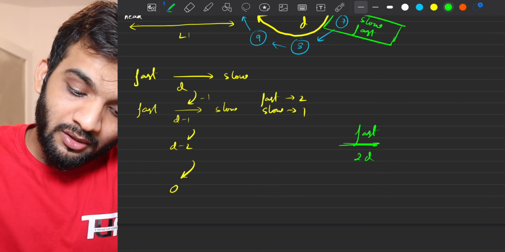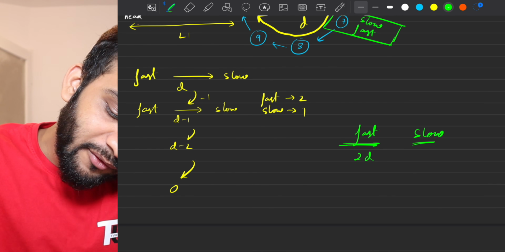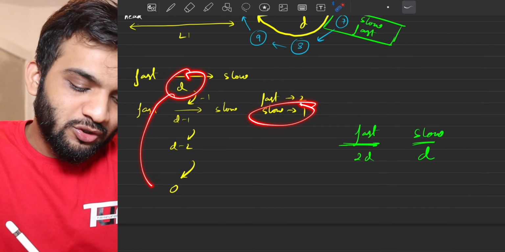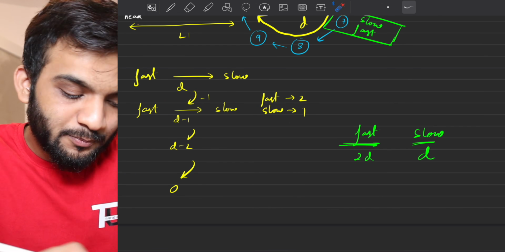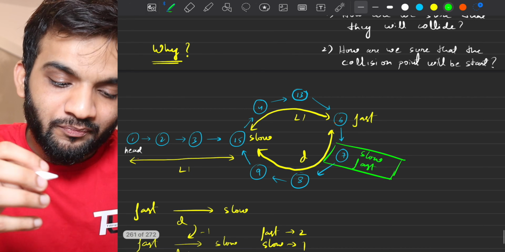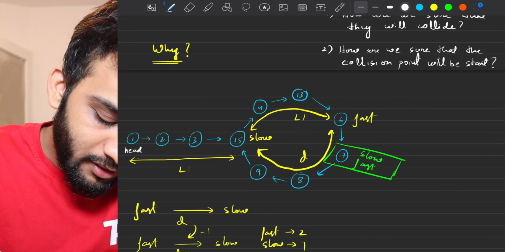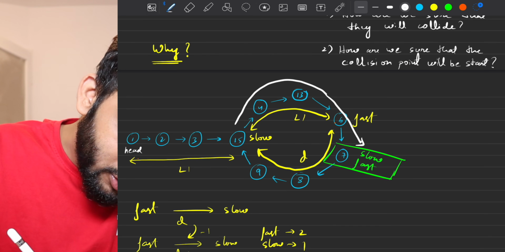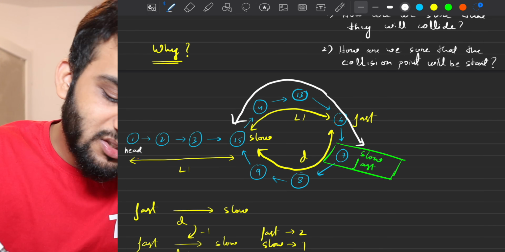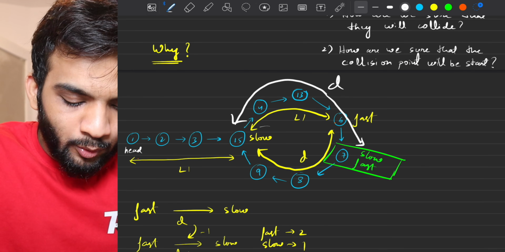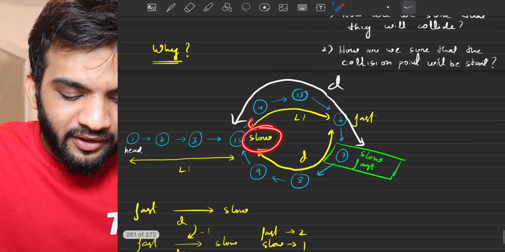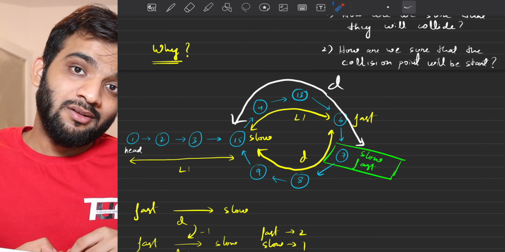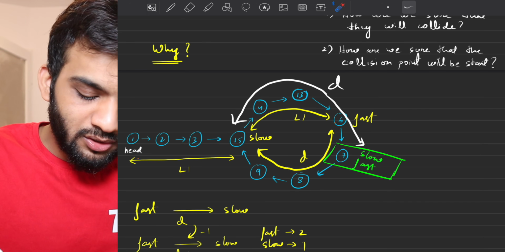Okay, perfect. What about slow? It would have taken D steps, because I'm just taking 1 step at a time. So D to reduce to 0. So slow would have taken D steps. So can I now go back and say this? That hey, from here to the collision point, very important, from here to the collision point, the distance is D, because slow was moving D steps. I can. And let's see the initial configuration.